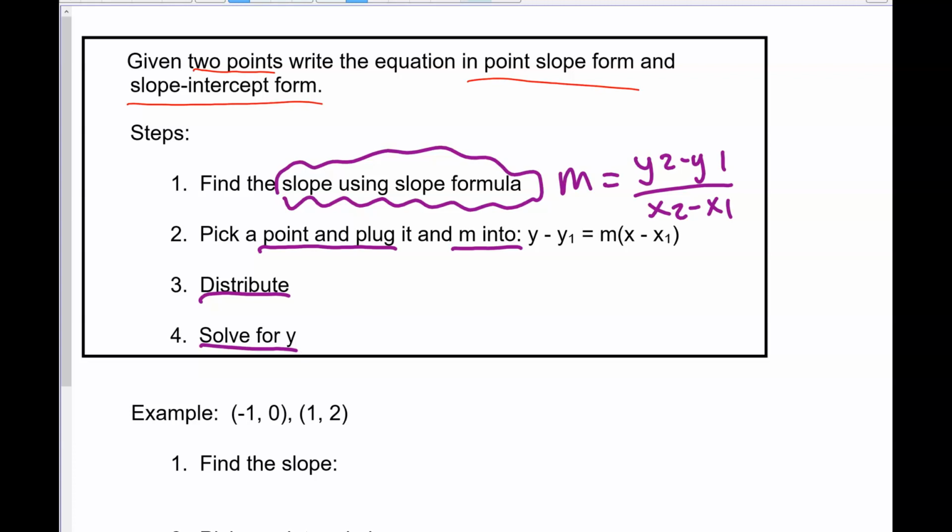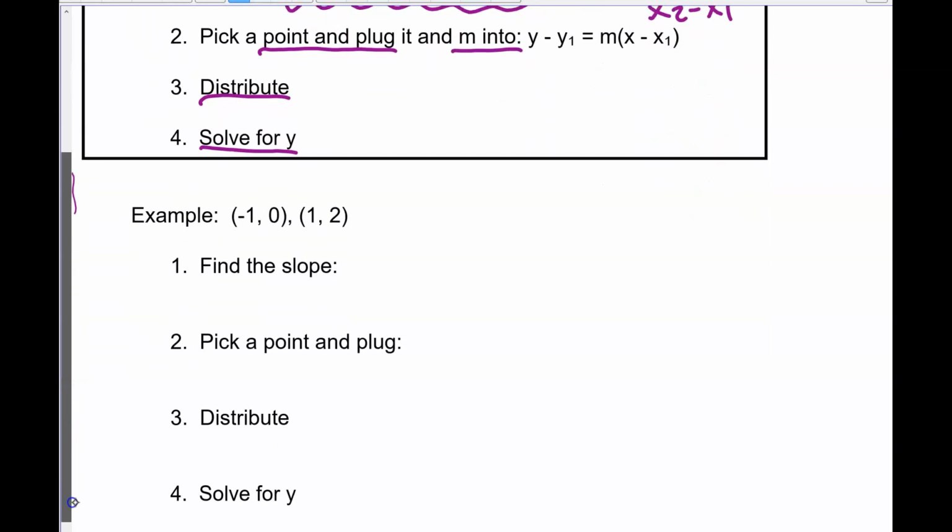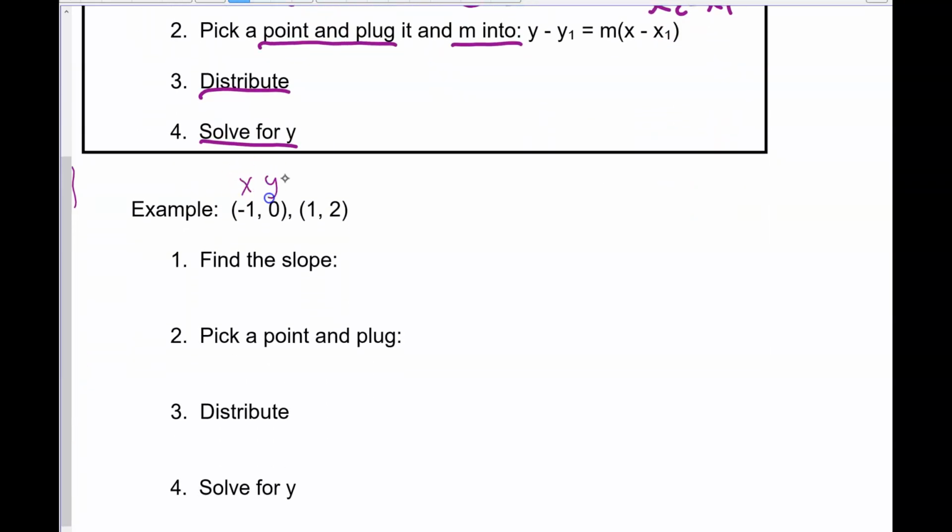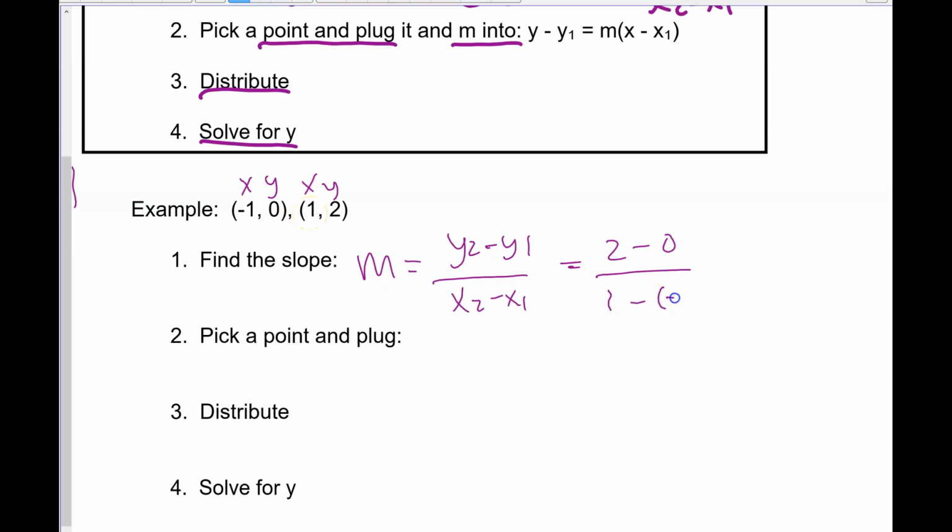So our first example: we've got the points with x and y values -1 and 0, and then x and y of 1 and 2. I'm going to find the slope first. So I'm going to do y2 minus y1 over x2 minus x1 to get my slope. My second y value here is 2 minus my first y value, which is 0. And all that's going to be over the change in x, which is my x2 of 1 minus a -1, because that's my x1 that I'm looking at there.